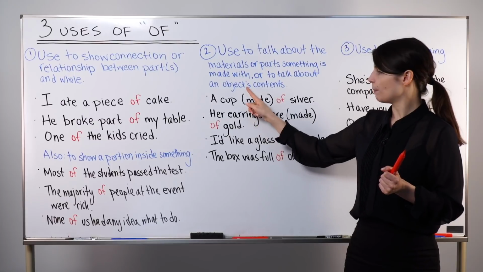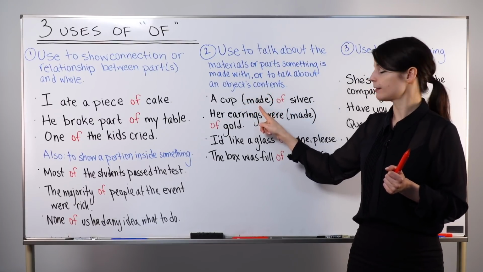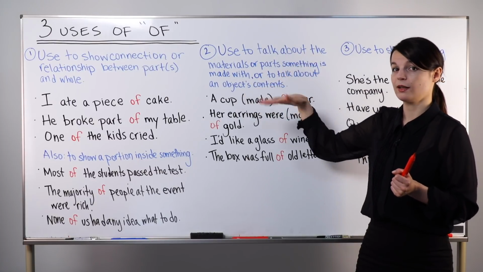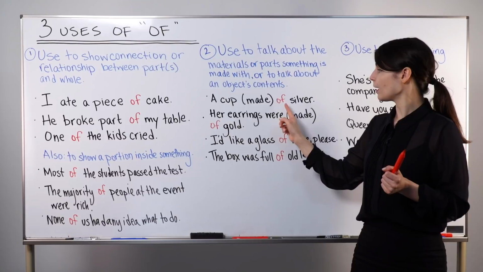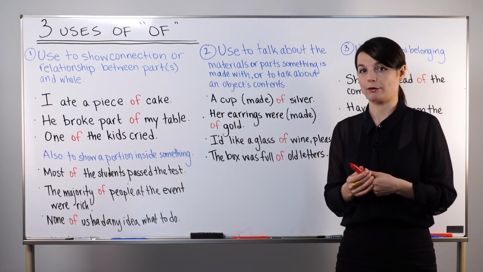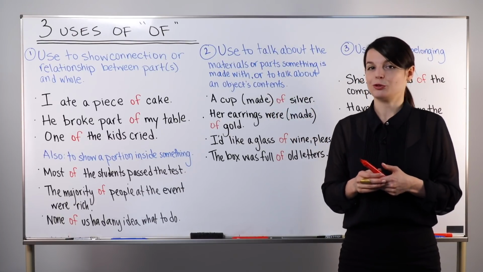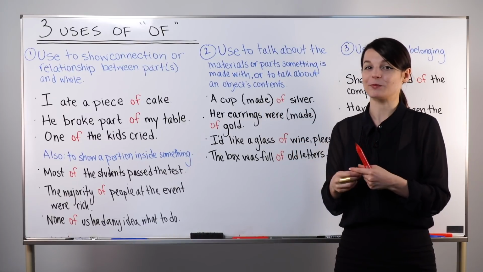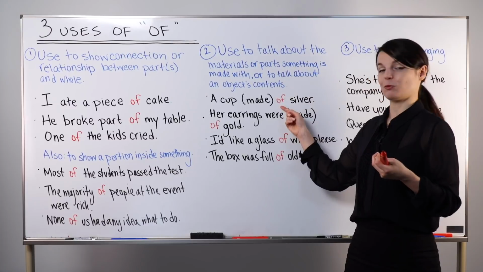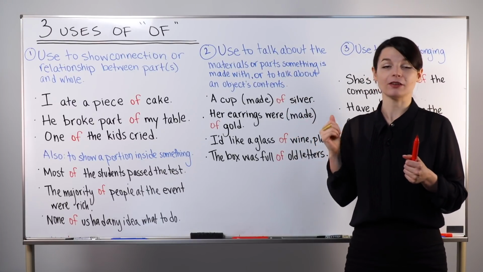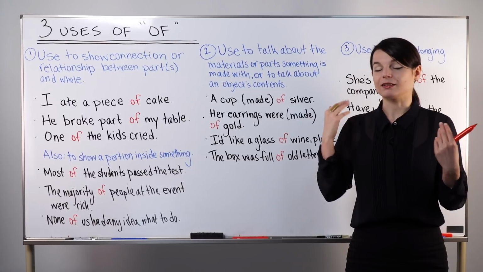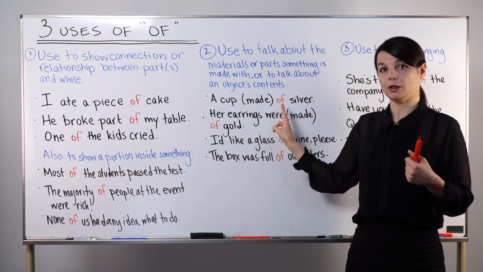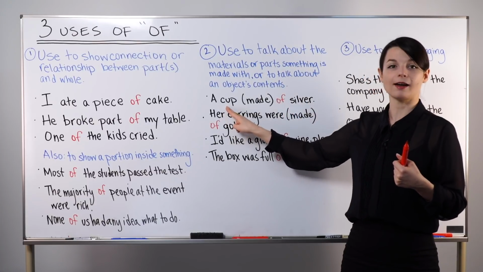You'll notice too, made is in parentheses. Sometimes native speakers will drop this part when we're talking about the materials or the parts something is made with. A cup of silver. This can sound a little bit more formal, but sometimes we do choose to use made of silver. I like to include it for this lesson just to make it a little bit more clear which kind of of we're talking about. So a cup of silver is also okay to use. To me, it sounds a little bit more polite. So this of is showing us a material, silver, for a cup.